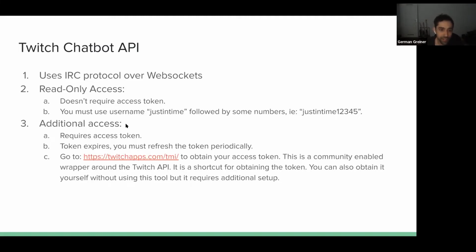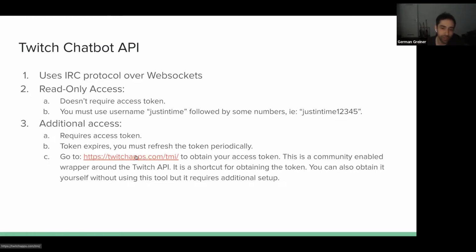Additional access you can get, like if you need to actually write to the chat, requires getting an access token. You can get the token by going to this URL. By the way, this is a community tool that helps you get the token. Technically, you can get it yourself, but that takes a little bit of coding and setting up a server that you can get a redirect from. So somebody set that up and you can reuse this for your own purpose.